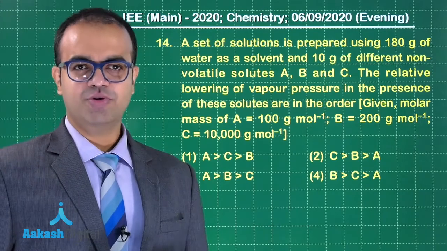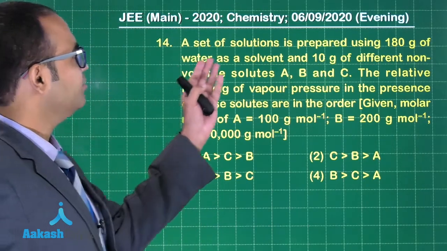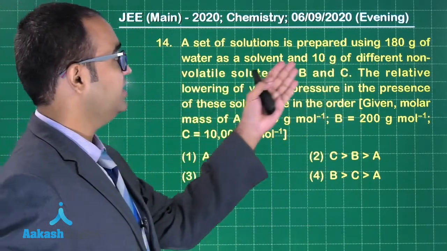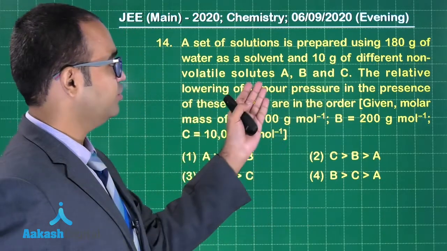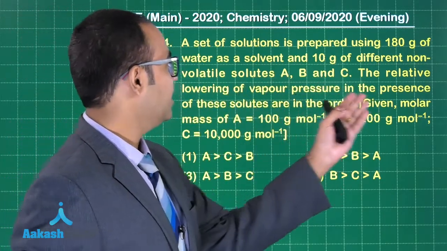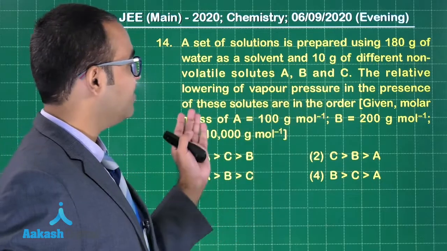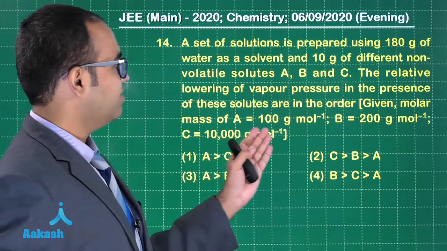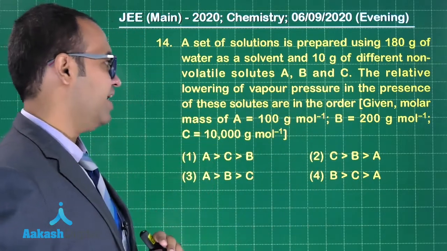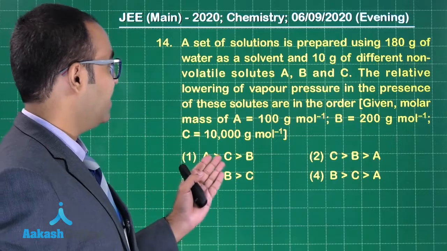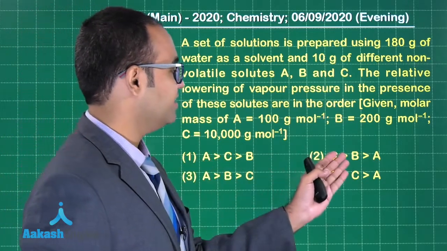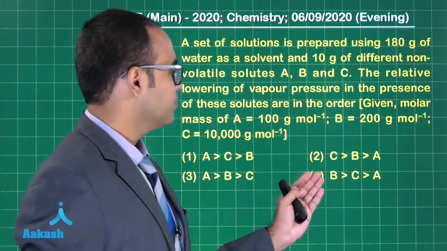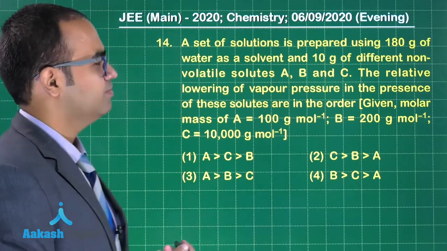Let us solve question number 14, guys. A set of solutions is prepared using 180 gram of water as a solvent and 10 gram of different non-volatile solutes A, B and C. The relative lowering of vapor pressure in the presence of these solutes is in the order, okay. Given molar mass of A is 100, B is 200, C is 10,000. A is greater than C, C is greater than B; B is greater than A greater than C; B greater than C greater than A.